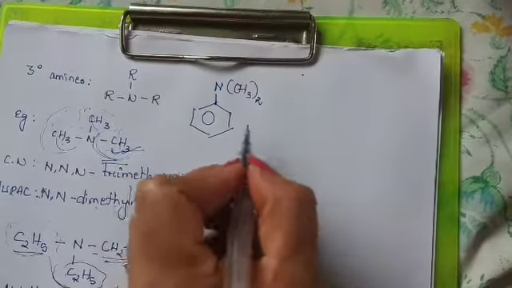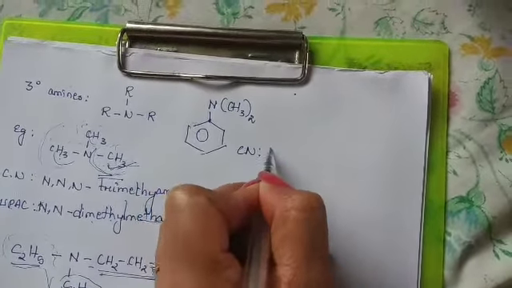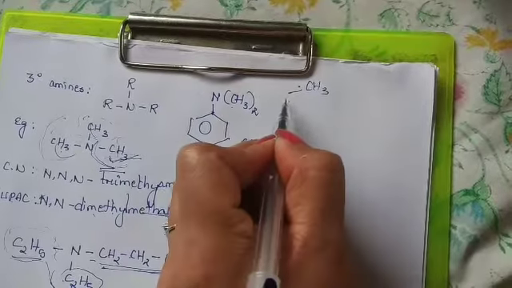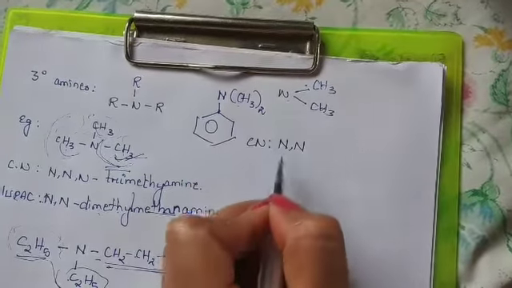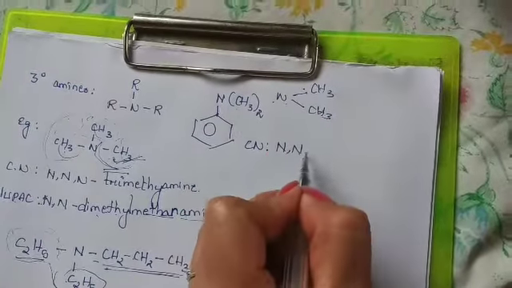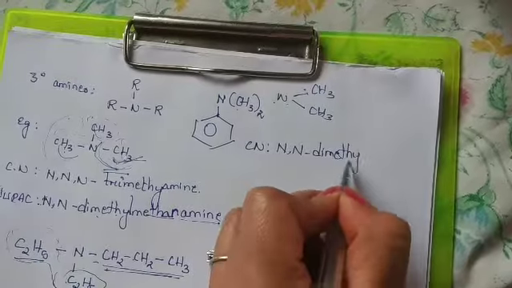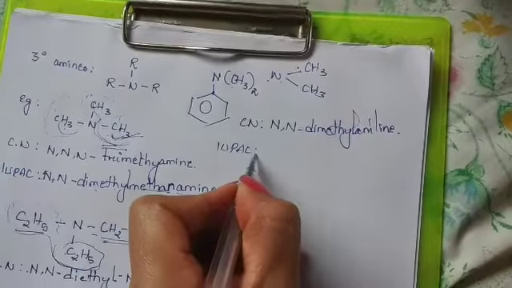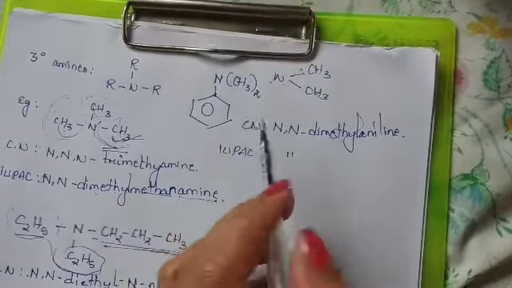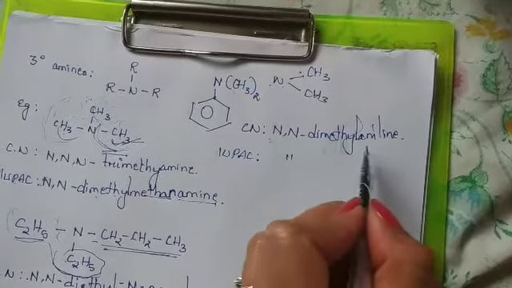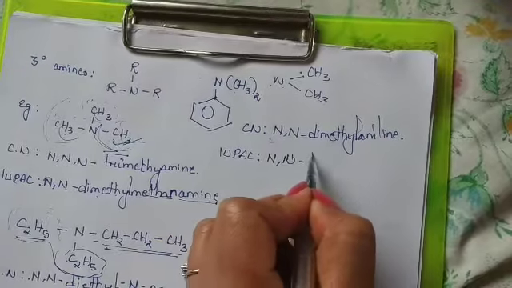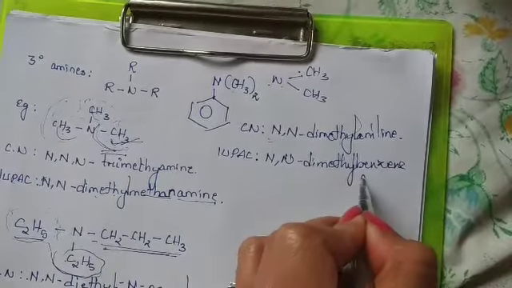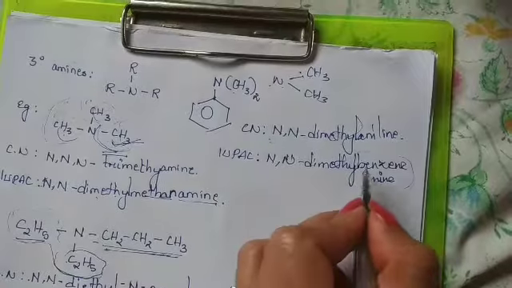Okay, one more aromatic amine we have here, N(CH3)2. Now the common name will be N. These two methyl groups, that means CH3 and CH3, are attached to the nitrogen atom, so N,N-dimethylaniline. The IUPAC name would be the same as the common name, or in the IUPAC name you can write N,N-dimethylbenzenamine, or instead of benzenamine, you can write aniline. It's the same.